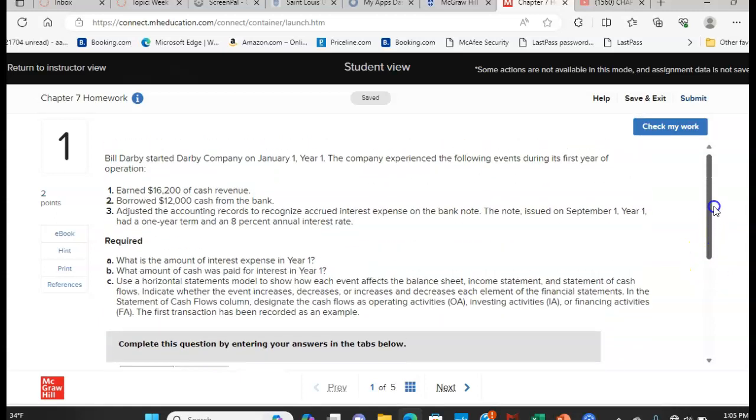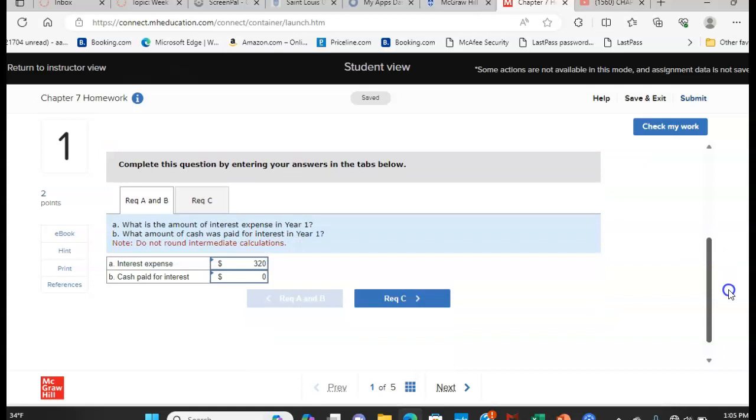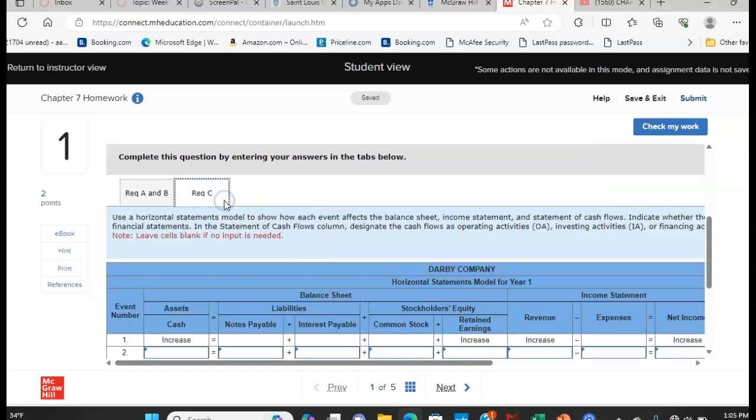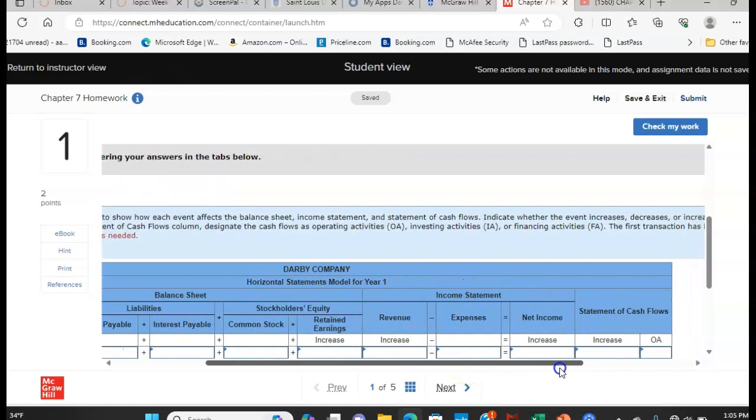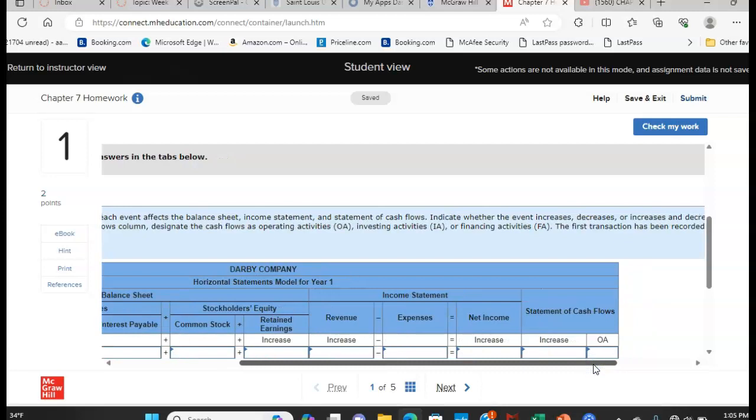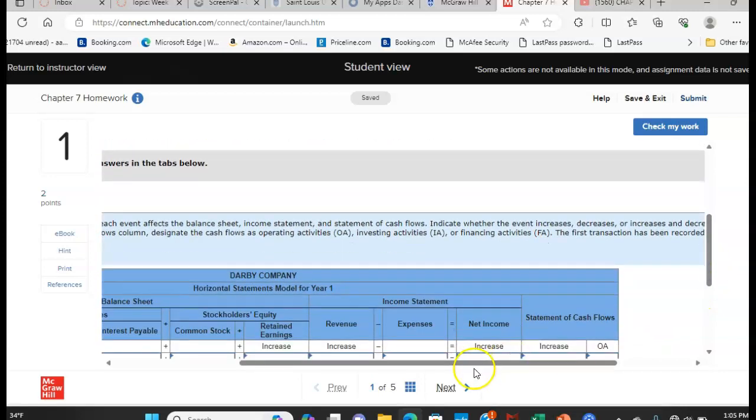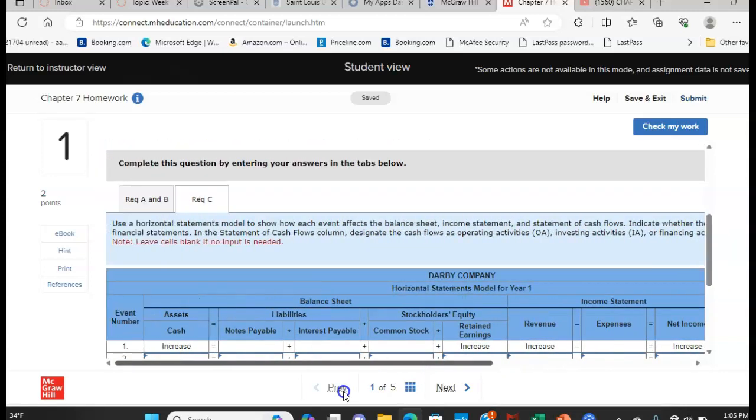So the first transaction was we earned $60,200 of cash revenue. That first transaction would increase cash, increase retained earnings, increase revenue. It would increase net income. And on the statement of cash flows, it would be an increase under your operating activities. So that was for transaction 1.